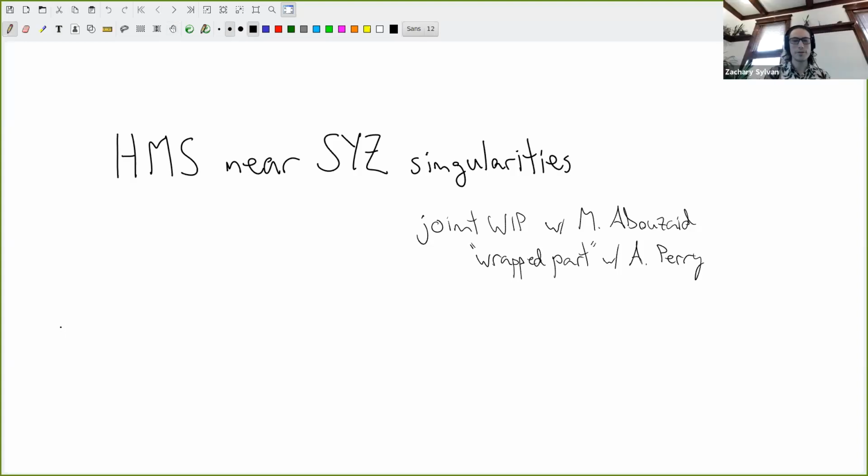Yeah, so I'm going to talk about homological mirror symmetry near SYZ singularities. This is joint work in progress with Mohammed Abu Zaid. And the wrapped part, which is the main thing I'm going to be talking about, is also with Alex Perry.